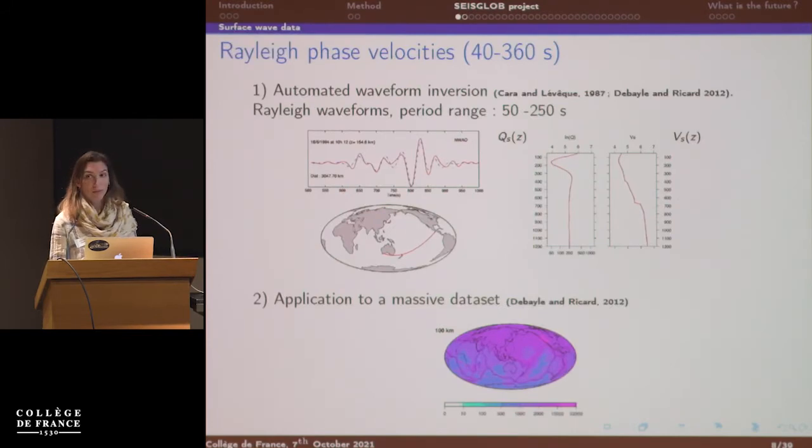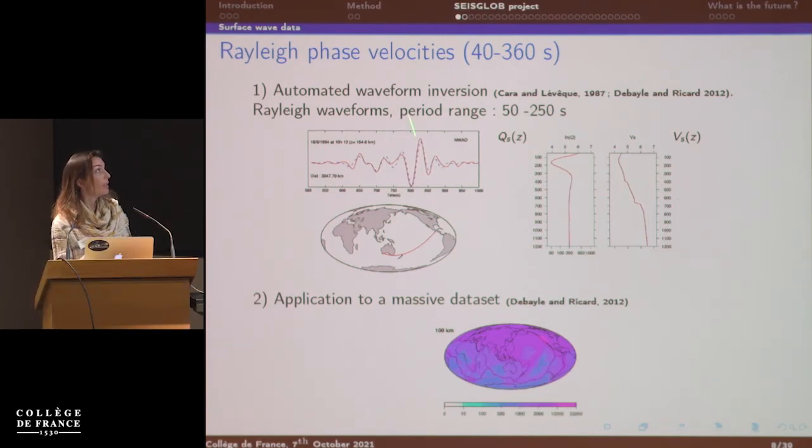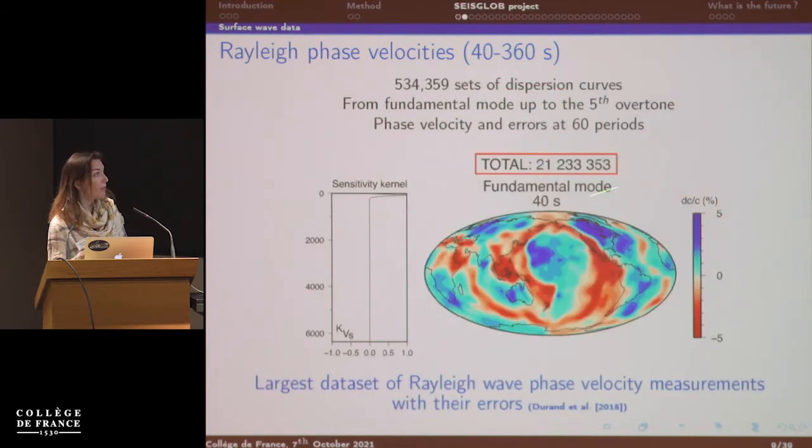We use phase velocities of surface waves, Rayleigh surface waves here, that we get from an automated waveform inversion that has been developed by Eric Debayle. For a given pair of earthquake and station, you invert for the path-average attenuation or quality factor, and velocity profile. And from this, you get the phase velocity. If you do this for a massive data set, you can build these phase velocity maps, which give you the phase velocity perturbation of this mode due to the presence of lateral heterogeneities in the mantle.